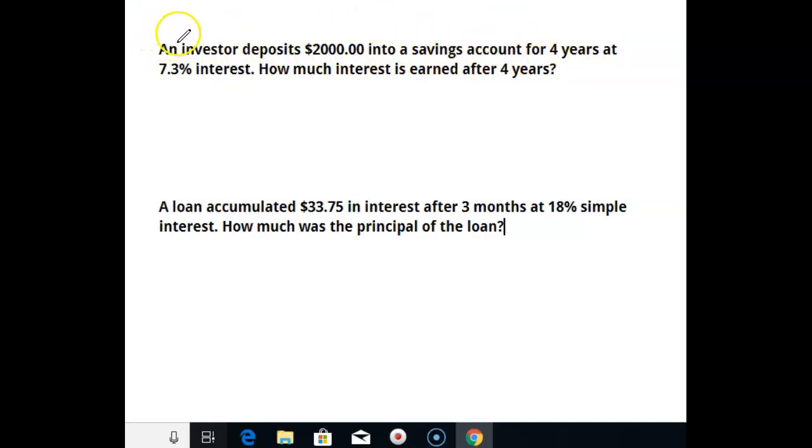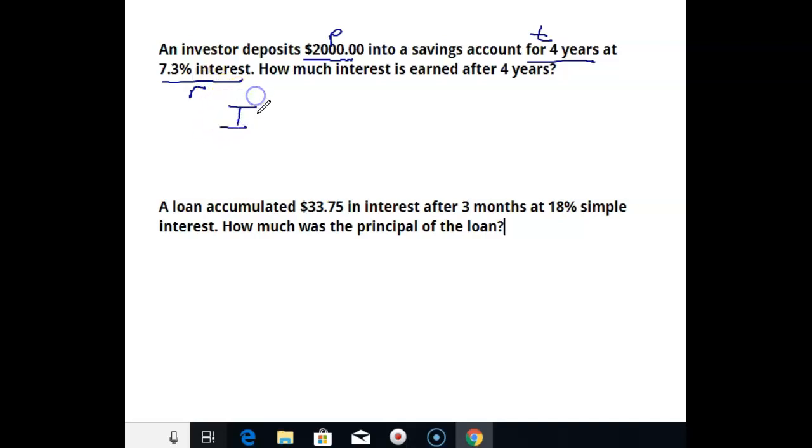So one thing to point out when you're reading a problem like this, if it doesn't say anything about the interest, it might say simple interest. You're going to assume it's simple interest. So again, I've got the numbers in the problem of $2,000, 4 years, and 7.3% interest. So 2,000 is the principal, time is 4 years, and the rate is 7.3%.